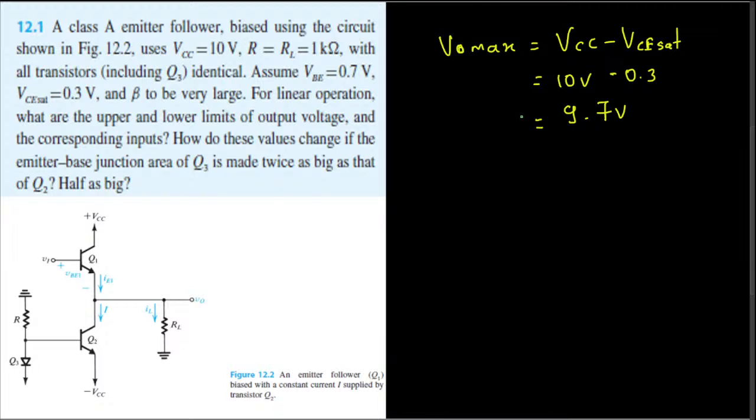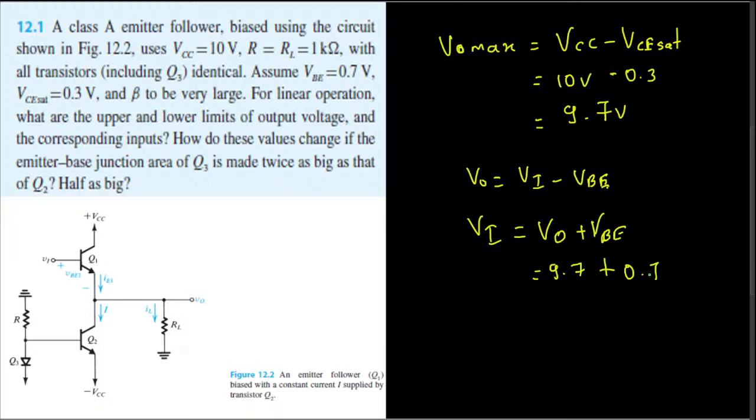Now in this case, when V0 is max, what's the input voltage? In order to calculate this, we have to use this equation: VO is equal to VI minus VBE, and we are interested in the input voltage. So if you rearrange this equation, it is going to be VI equal to VO plus VBE. VO we just calculated to be 9.7 volts, and VBE is 0.7. Plug that in, and that gives us 10.4 volts, and this is our V input.